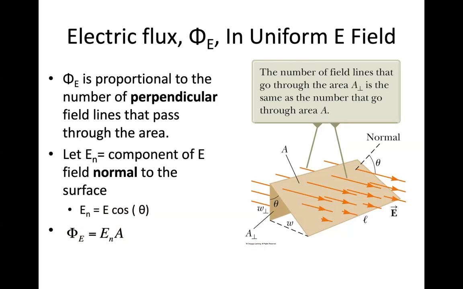Figure out where the normal to the surface is. Figure out the orientation of the E field lines. Get the angle between them. Take the cosine, multiply it all together, and you got yourself your flux.